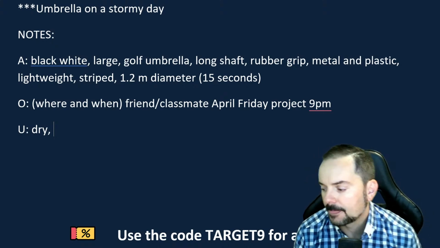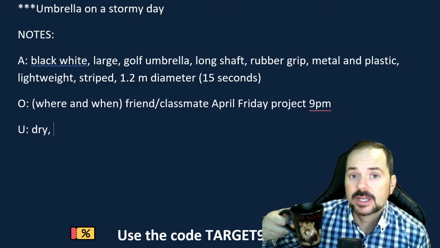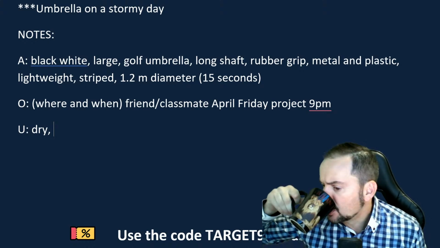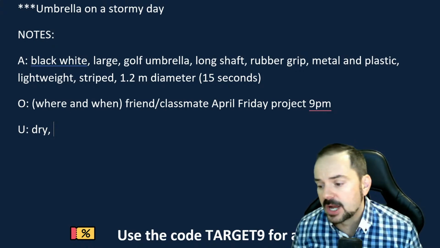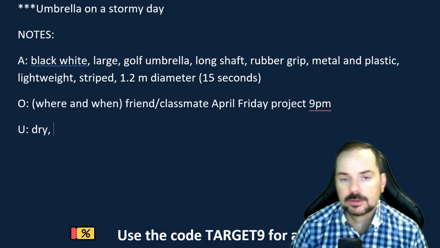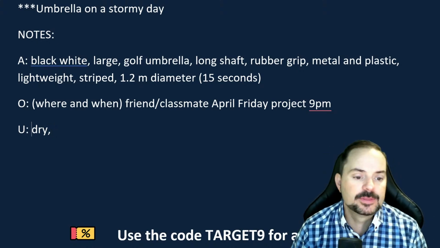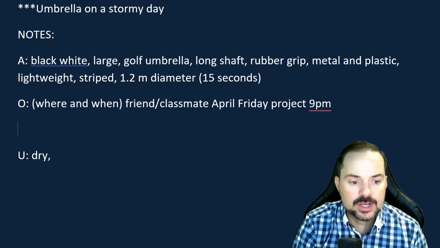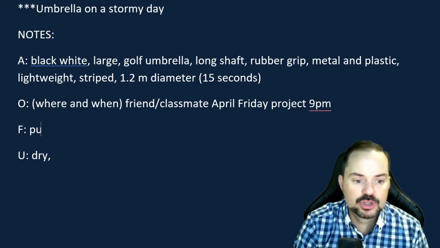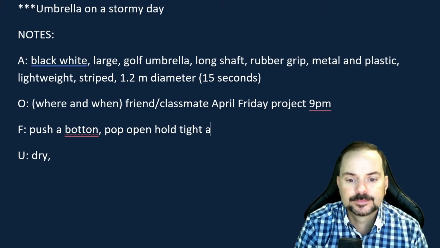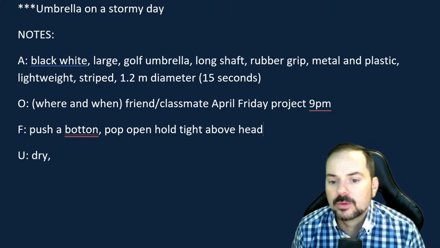Okay, so other than staying dry, and again, this is where you have to be creative, and it's important. Yeah, so chai and kip, staying dry and avoiding getting wet is the same idea. So we want different ideas. Why else is this helpful? Think about that, okay? Now, while you think about that, the way to use it, so the function, is push a button, it pops open, hold it tight above my head, okay?